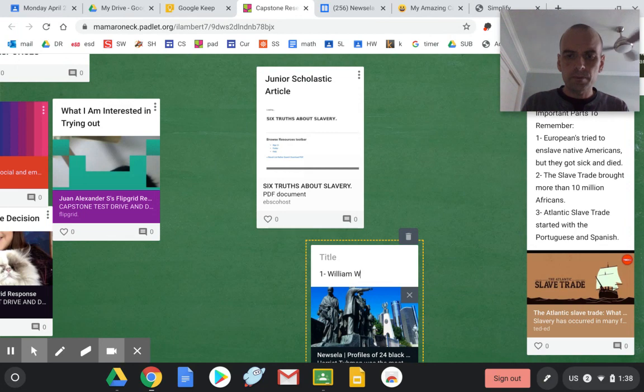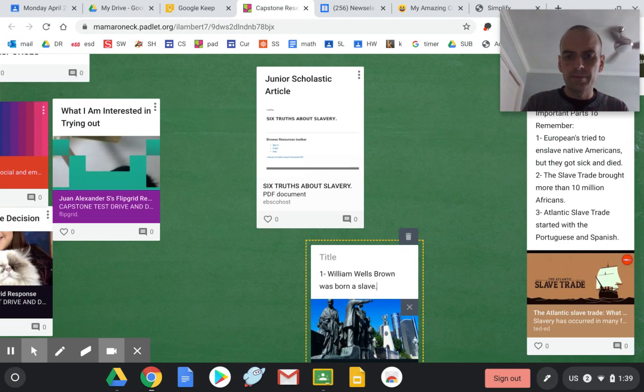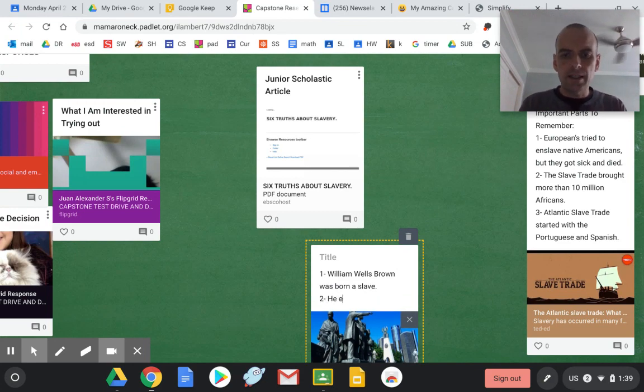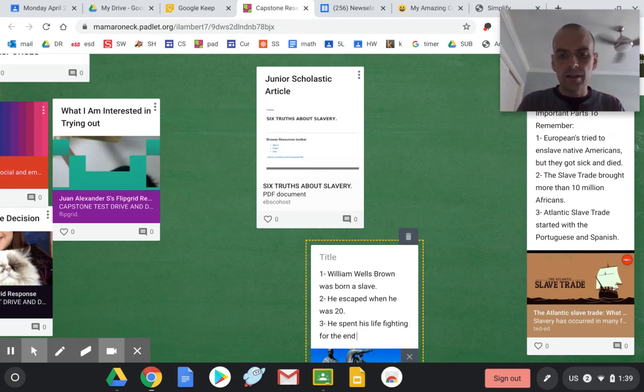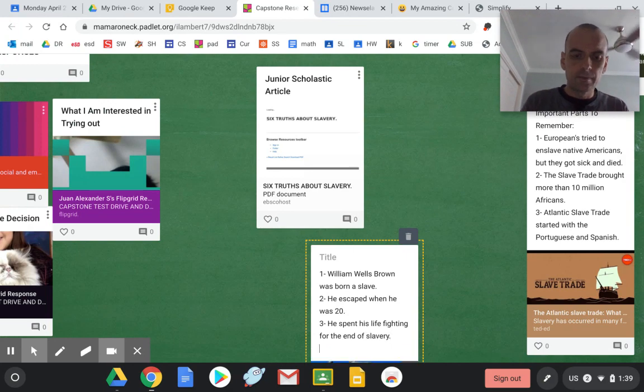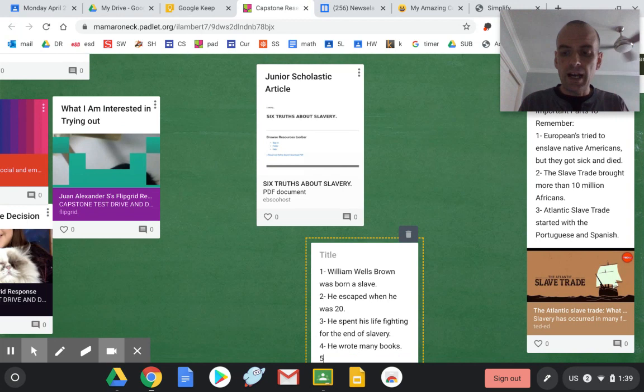So William Wells Brown was born a slave. He escaped when he was 20. He spent his life fighting for the end of slavery. He wrote many books. And then 5, I want to take my highlight.